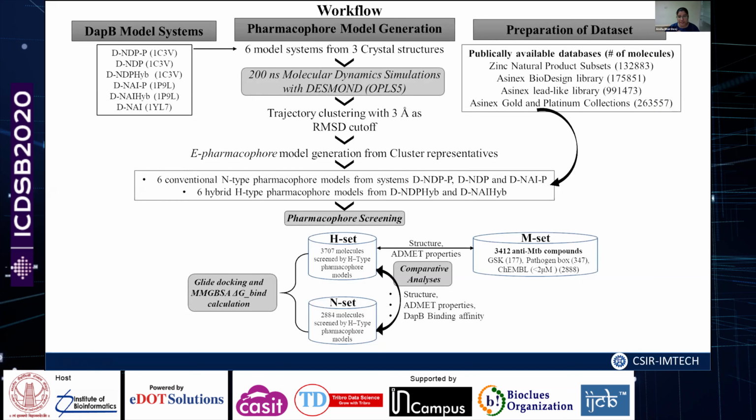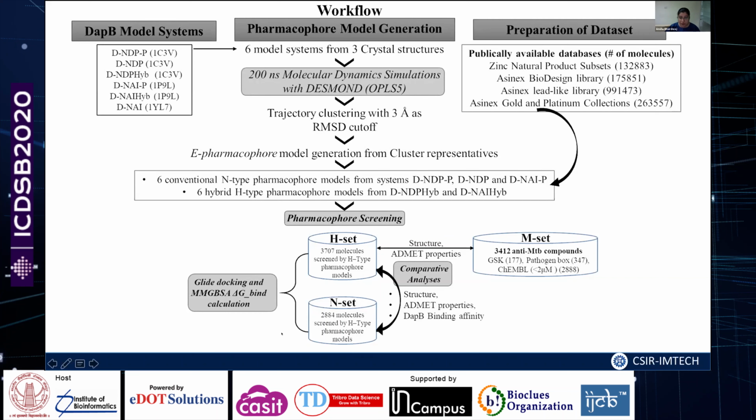Then we took ZINC, Asinex, and several other libraries put together, and we did an e-pharmacophore screening on the entire libraries. Now this gave us two types of data set. One which was the H set, which is coming from your hybrid molecule. This is interesting because we had no clue that such a molecule ever existed, but you do find it. And then of course the N set molecules are there.